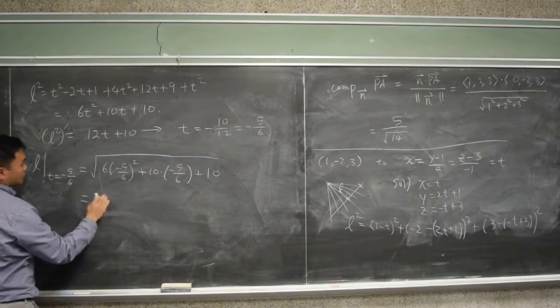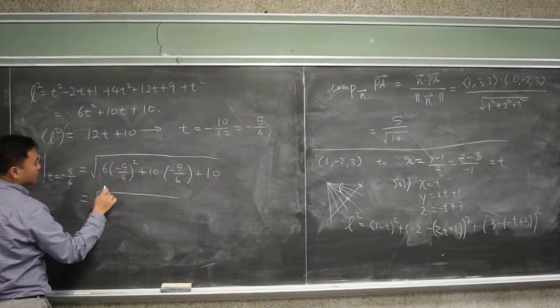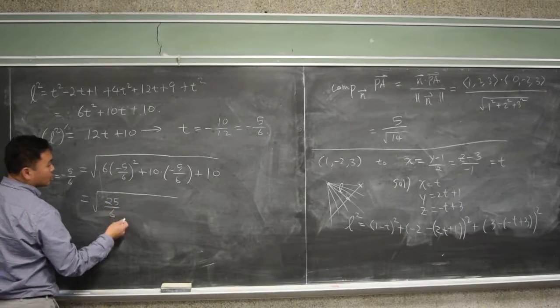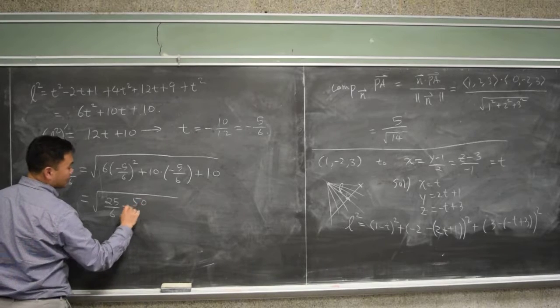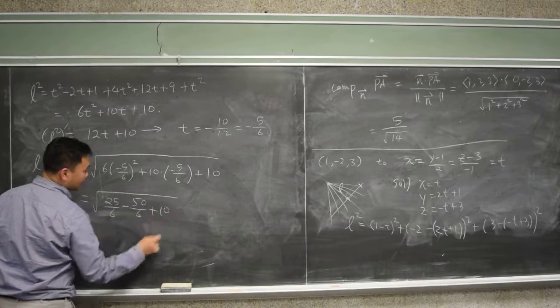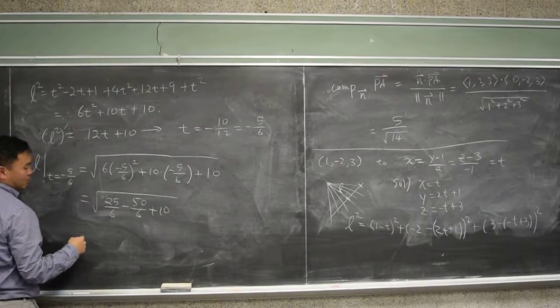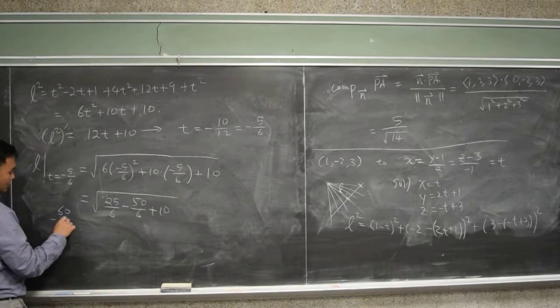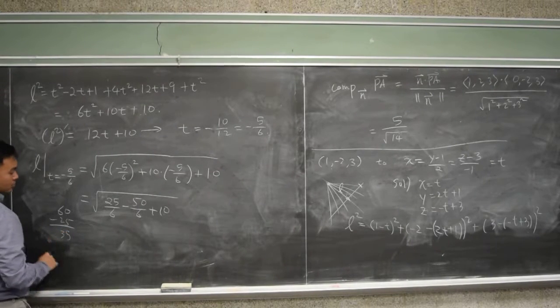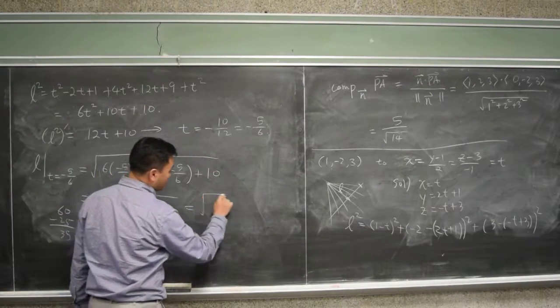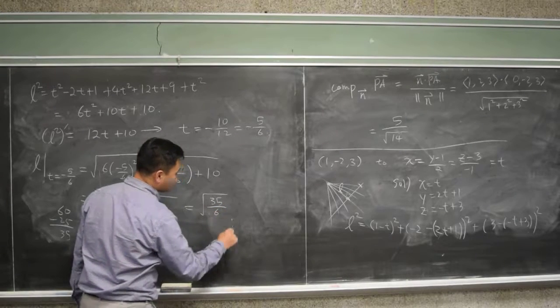So you can get this as the square root of 25 over 6 minus 50 over 6 plus 10. That's 60 over 6 minus 25 over 6. So 60 minus 25, that's 35, right? So that's going to be the square root of 35 over 6.